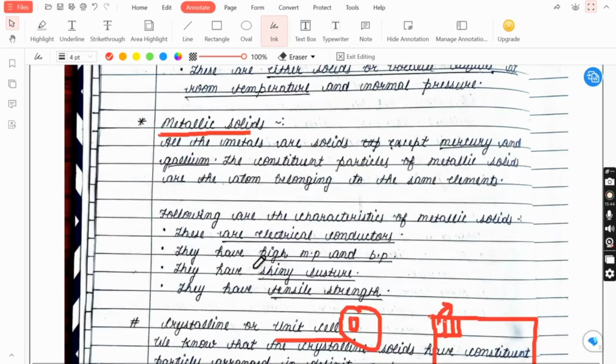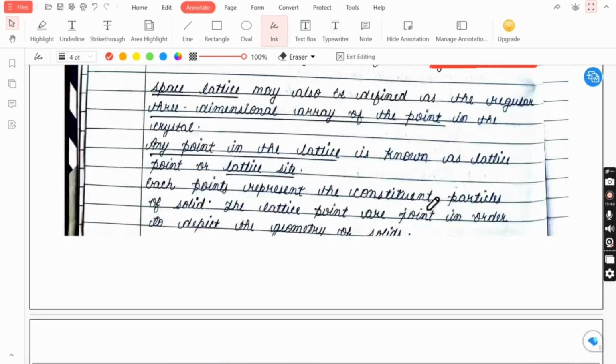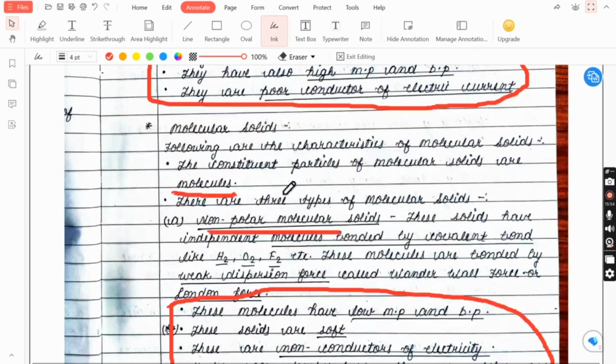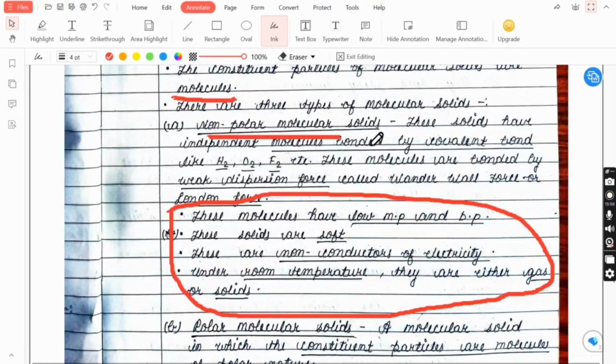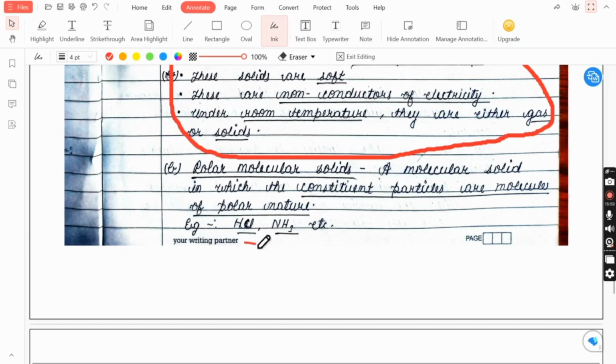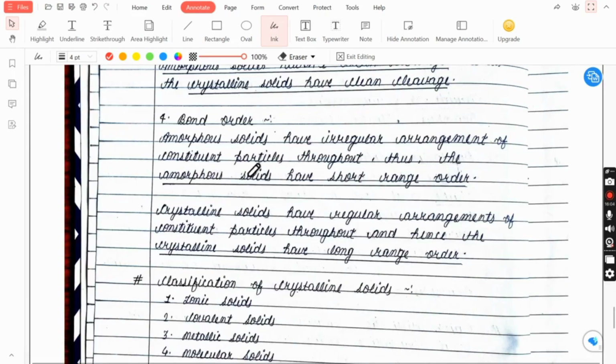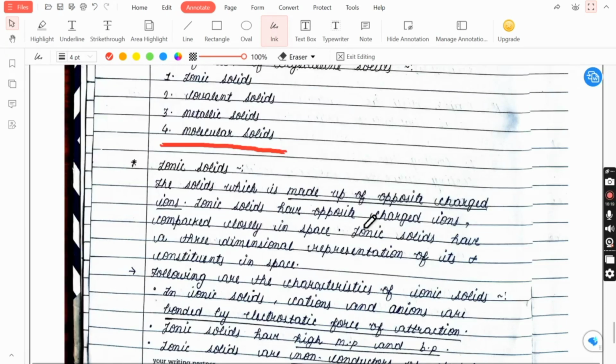Then we discussed metallic solids with their properties, and crystalline solids and unit cell. Then we went through covalent solids and molecular solids. In molecular solids, two types: non-polar molecular and polar molecular, with examples. You must keep them in mind with examples. Then the cleavage property and bond order property. Basically we just differentiated between the types of solid and covered in depth what is amorphous, what is crystalline, and the basic properties. I hope you will get an idea how the chapter is going to be.